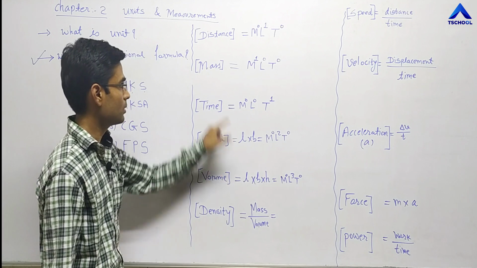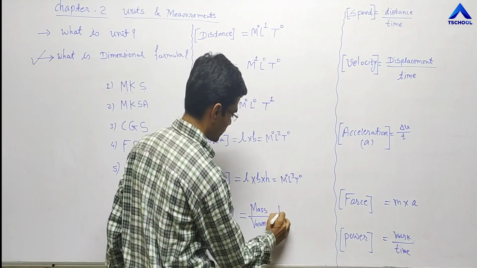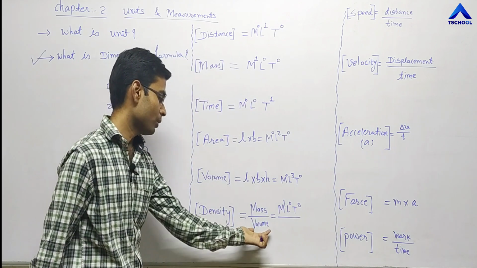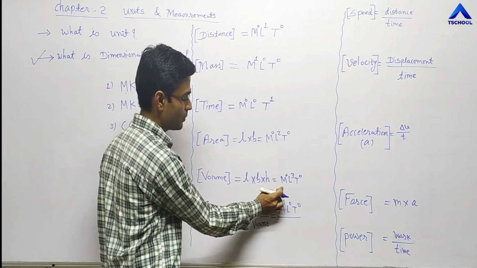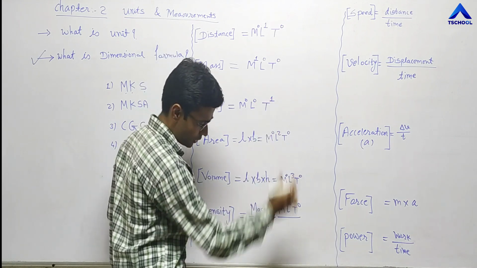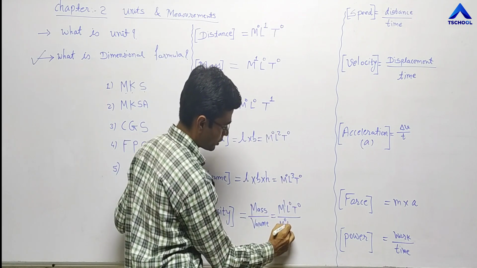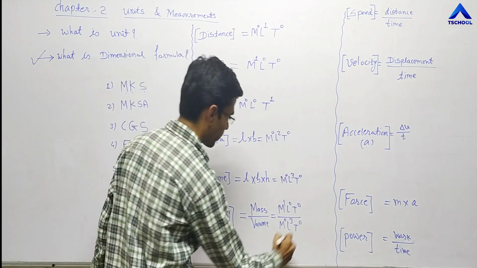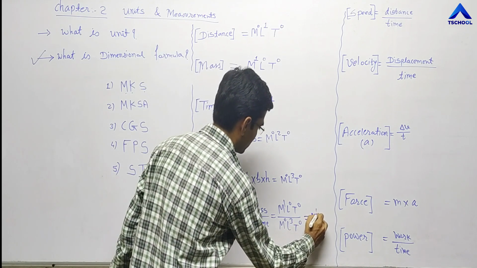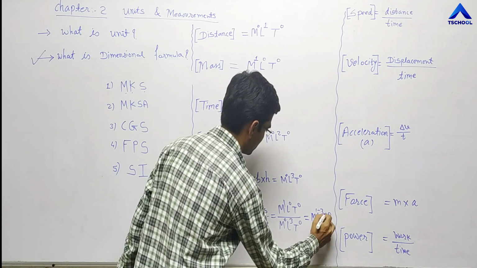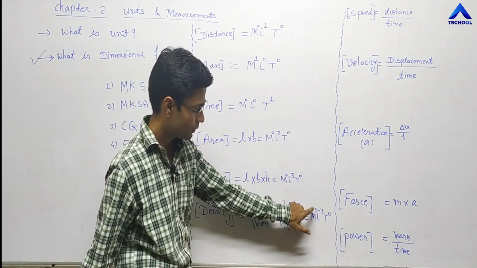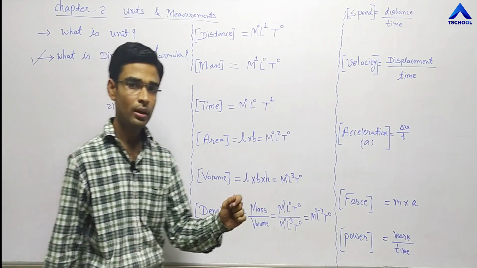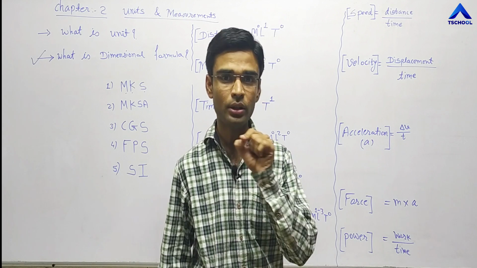Dimensional formula of mass is M1 L0 T0, divided by the dimensional formula of volume. The dimensional formula of volume is M0 L3 T0. That means the dimensional formula of density is M1 L minus 3 T0. Dimensional formula of density is M1 L minus 3 T0.